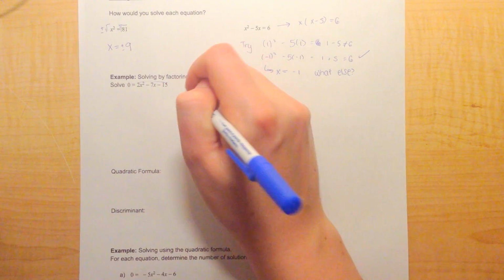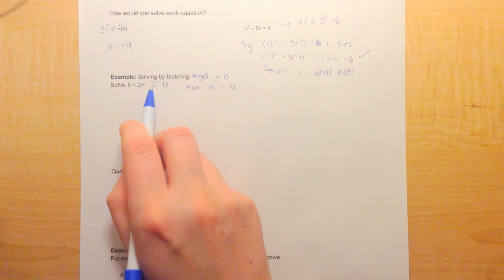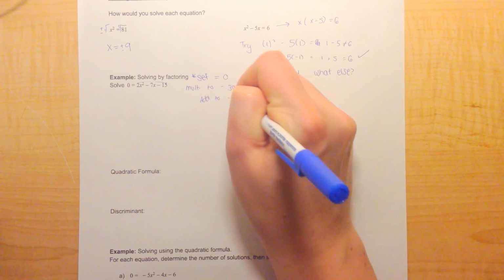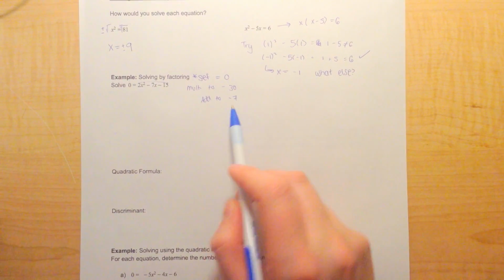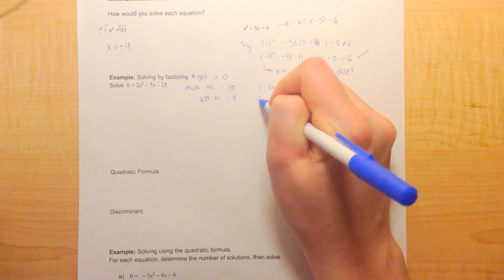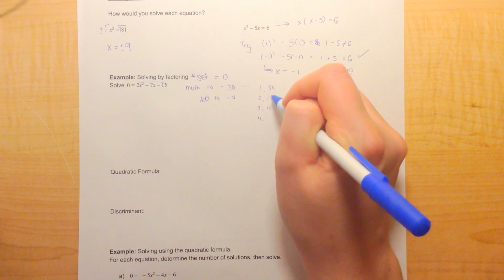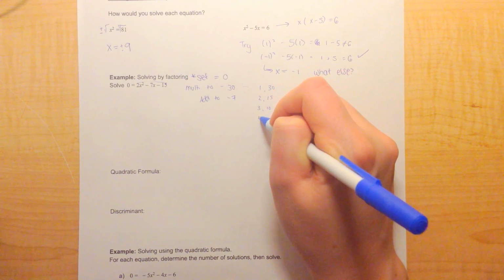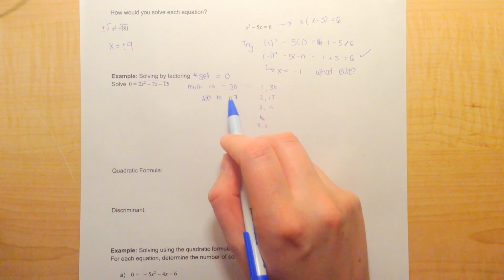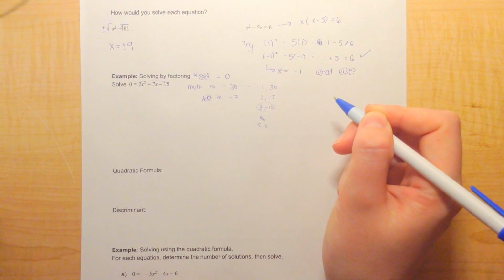So 2 and negative 15, we're looking for stuff that'll multiply to negative 30. But we're looking for two numbers that also will add to negative 7. Well, going through my multiples of 30, I can do 1 and 30, 2 and 15, 3 and 10, 4 doesn't work. We could do 5 and 6. So for us to add to negative 7, I think we've got 3 and negative 10.